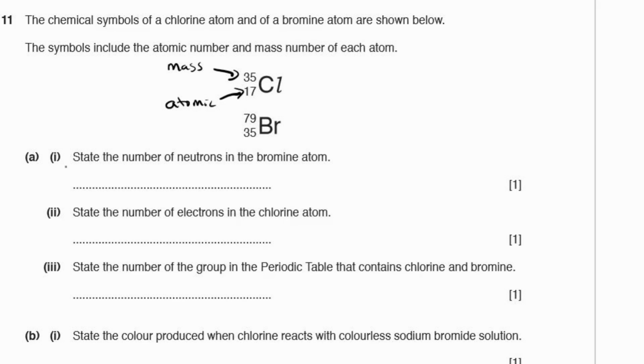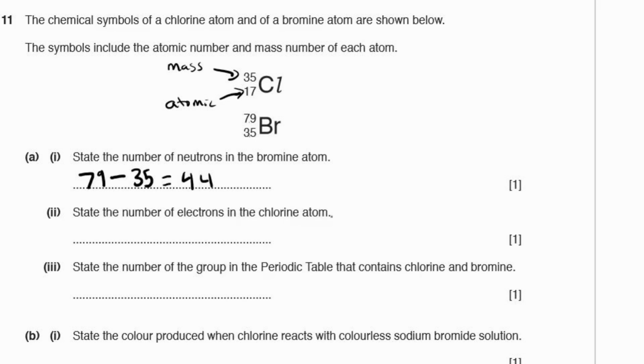Okay, so state the number of neutrons in the bromine atom. The mass number is protons plus neutrons. The atomic number is just the protons. So we have 79 protons plus neutrons minus 35 protons equals 44 neutrons. All right? And state the number of electrons in the chlorine atom.